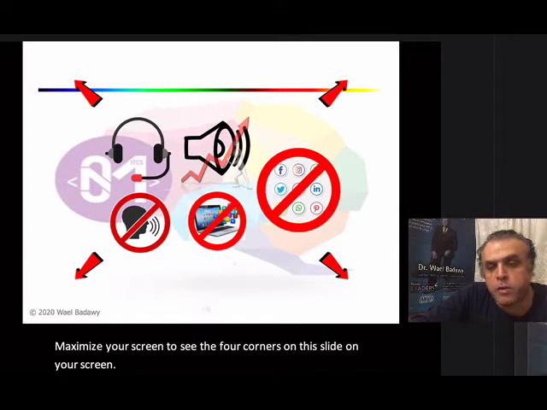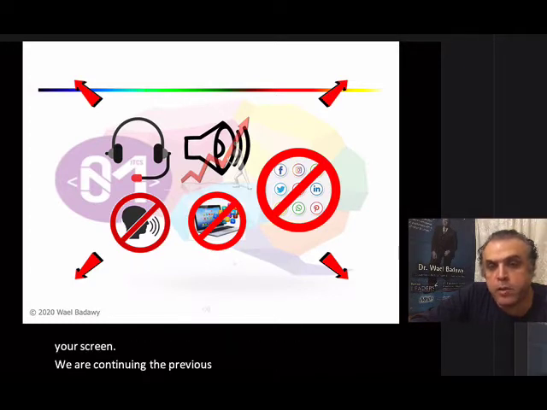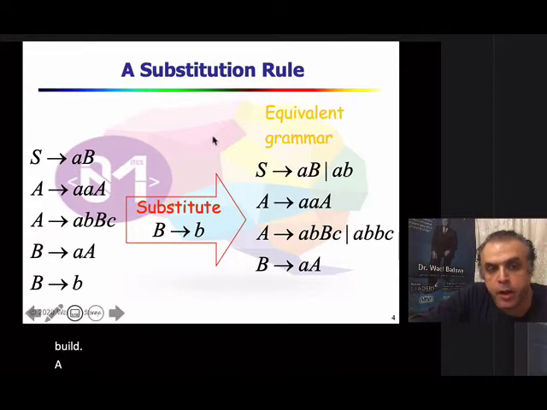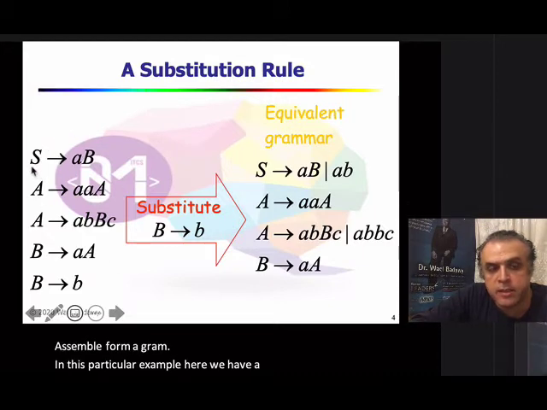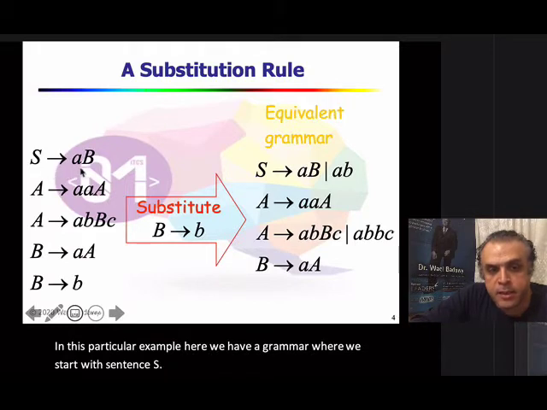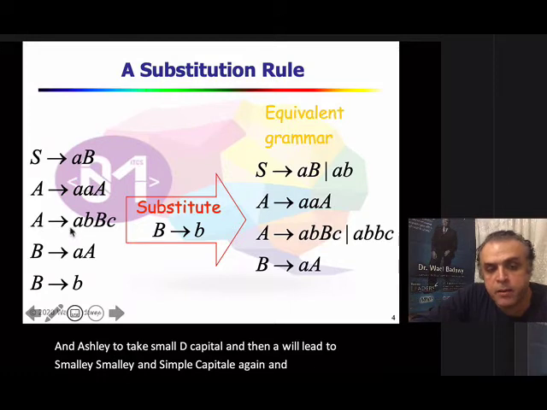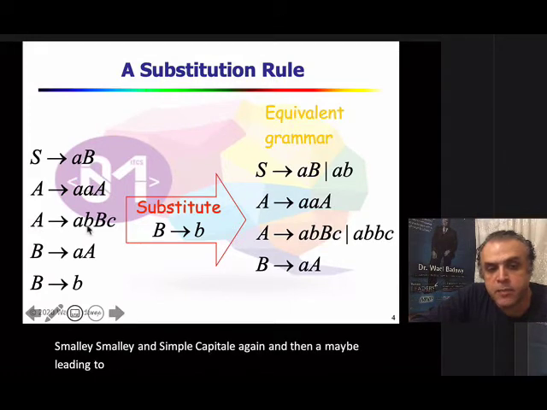We are continuing the previous session where we would like to talk about how we can build a more canonical form, or a simple form grammar. In this particular example, we have a grammar where we start with sentence S, and S leads to A small b capital B, and then A will lead to small a and the symbol capital A again, and then A may be leading to A small b, small terminal, and B capital and C.